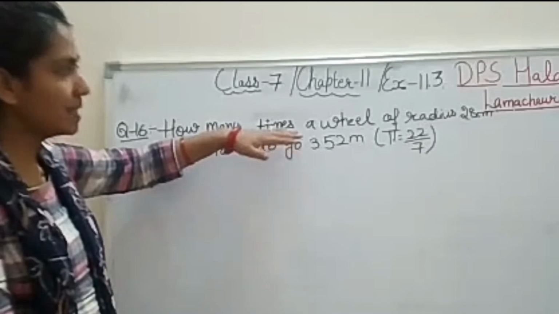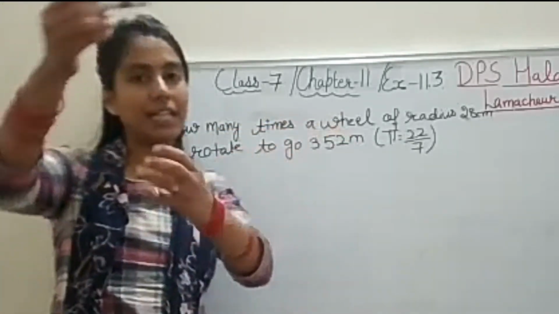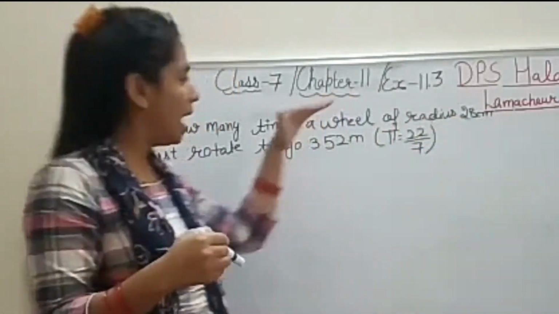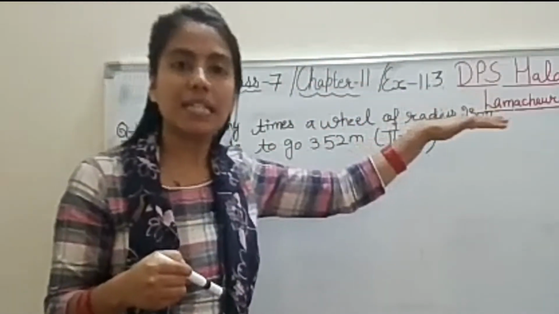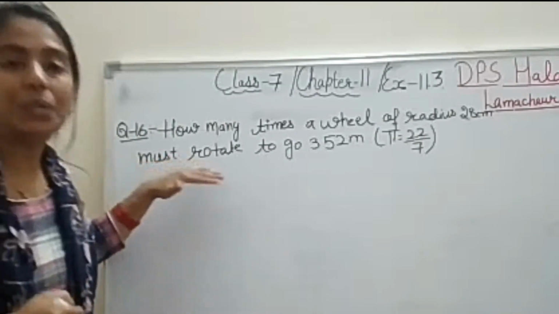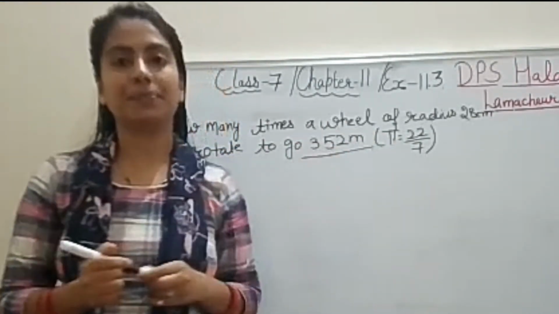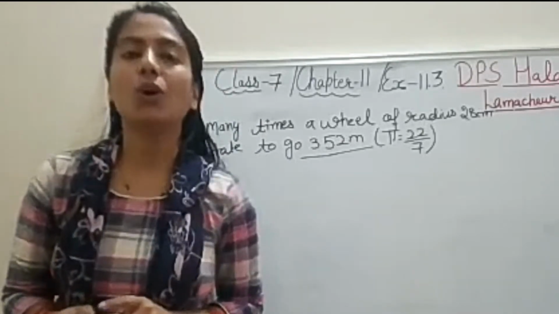How many times does a circular wheel rotate? A circular wheel is there, and the radius is given to you. How many times must a wheel whose radius is this much rotate to go this much distance in meters? This question is a little bit logical, student.